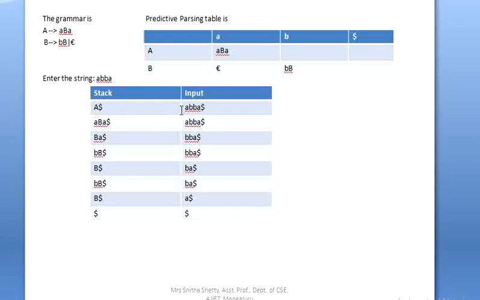Say A gives A, so A gives A means you replace A by A, dollar. Okay, so now the starting symbol is A and the input A, it is similar, we need to cancel that A and A. After cancelling this A and A, remaining is BBA dollar. So when B gives B, BB, so I am replacing it by BB. See here, when B gives B, we need to replace it by BB.